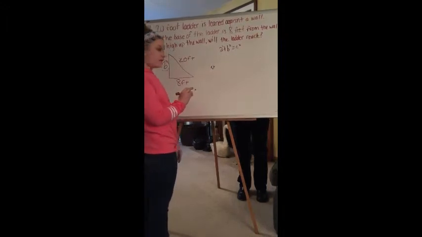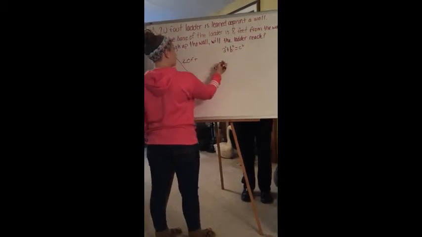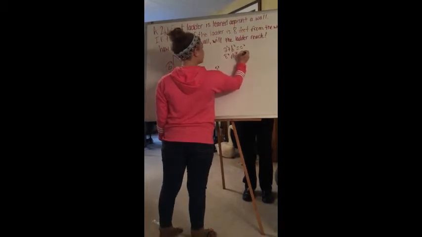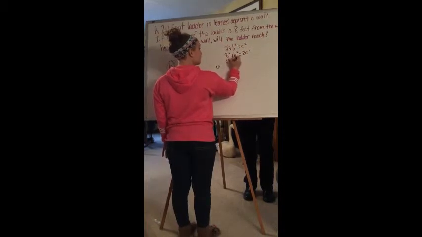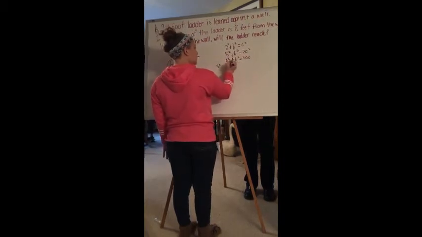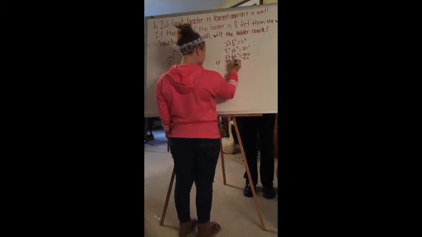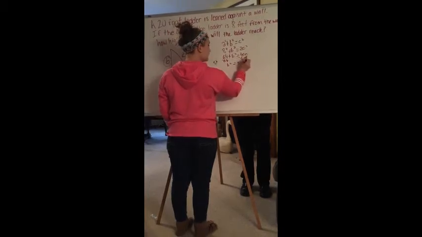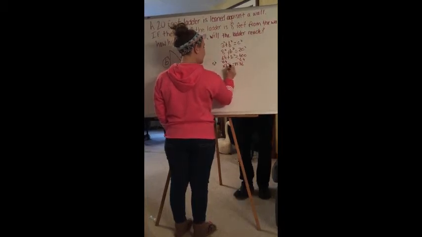So first step is to put in all our values for our letters. So a is going to be 8, so it will be 8 squared plus b squared equals 20 squared. So we're going to have 64 plus b squared equals 400. Then we want to isolate b squared, so we'll subtract 64 from both sides, and we'll have b squared equals 336.